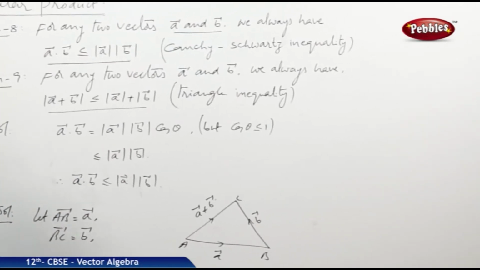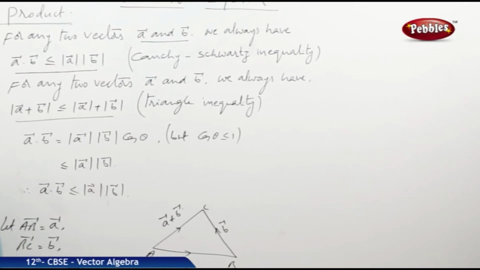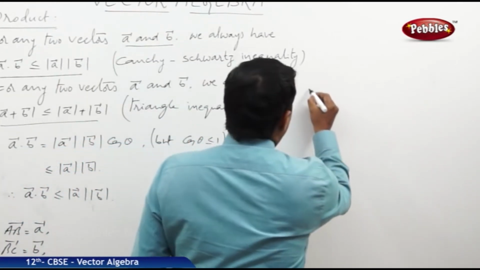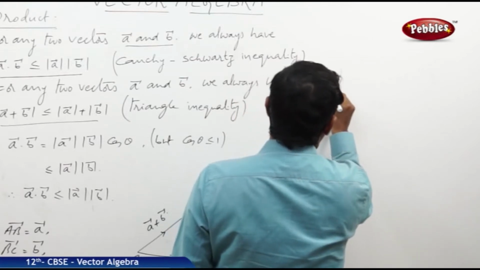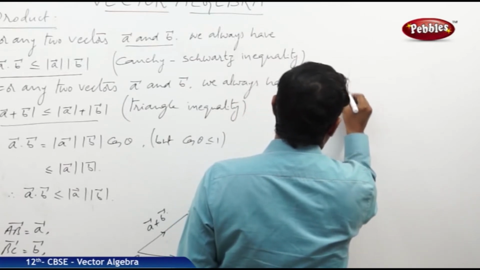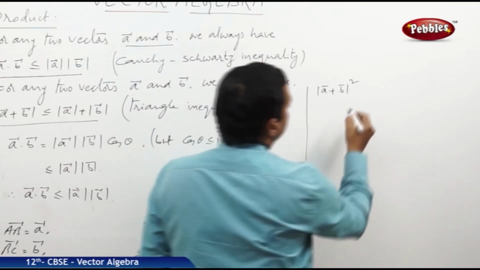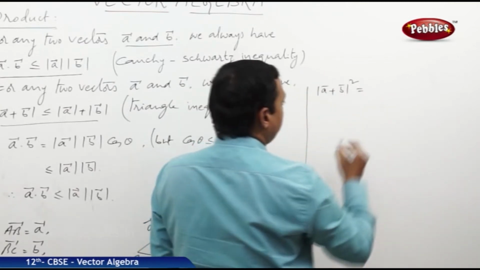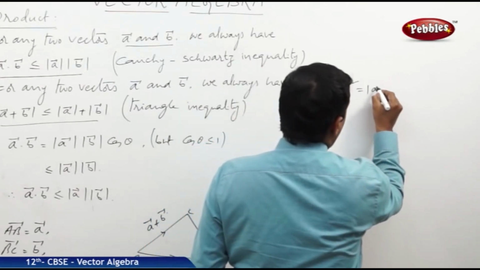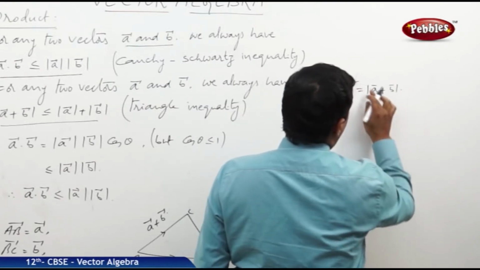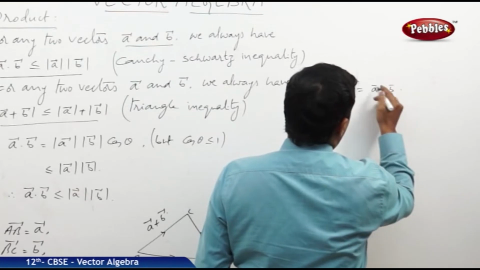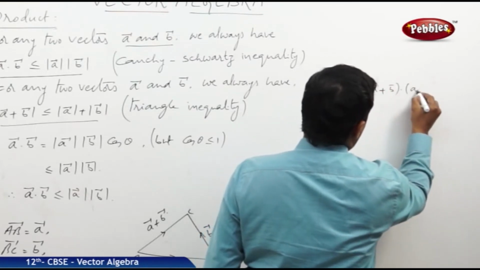Now, we shall consider modulus of A plus B whole square. Modulus of A plus B whole square is equal to (A plus B) dot (A plus B).